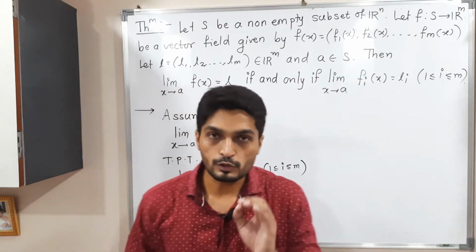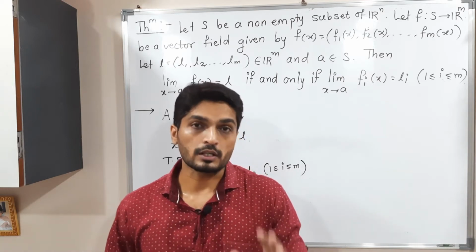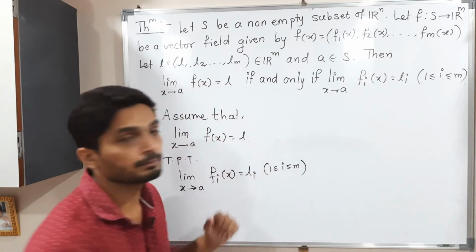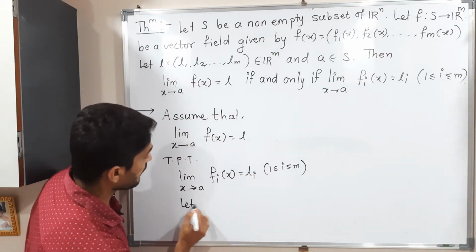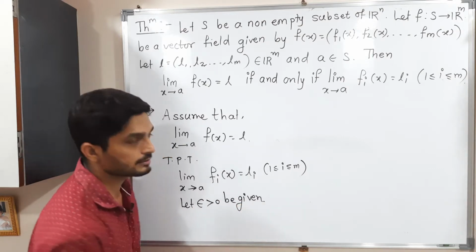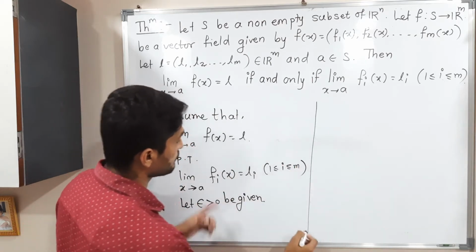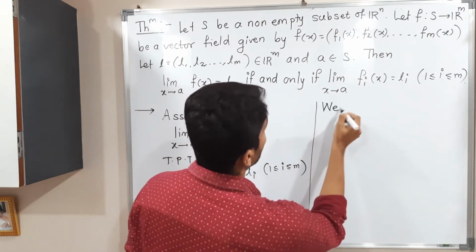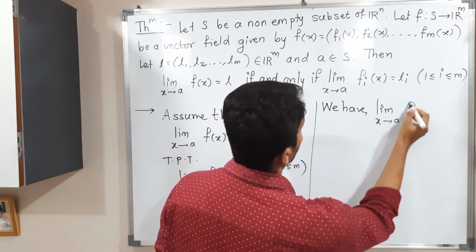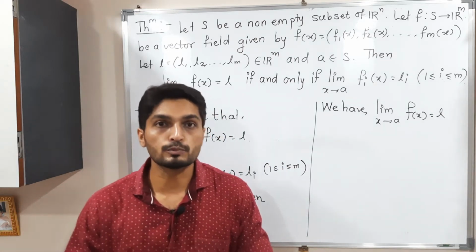As you know, in the definition of continuity we have epsilon and delta. So here I will assume an epsilon first and try to find a delta for which it will be true. So let epsilon greater than 0 be given. Now we can use our given information, that is, the information which we assumed: the limit as x tends to a of f of x is equal to L.